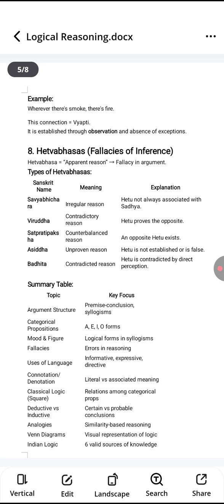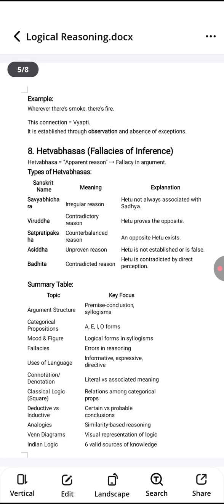Next we have Sat Pratipaksha, that means counterbalanced reason. For example, an opposite hetu exists. Next we have Asiddha, that means unproven reason. Hetu is not established or is false. Next we have Badita, that means contradictory reason. For example, hetu is contradicted by direct perception.